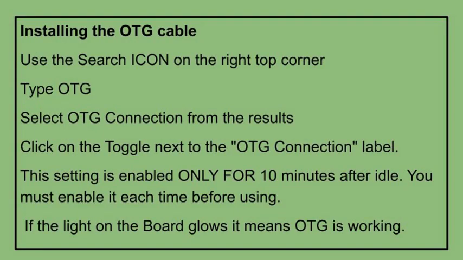Installing the OTG cable. Use the search icon on the right top corner, type OTG. Select OTG connection from the results. Click on the toggle next to the OTG connection label. This setting is enabled only for 10 minutes. After idle, you must enable it each time before using. If the light on the board glows, it means OTG is working.